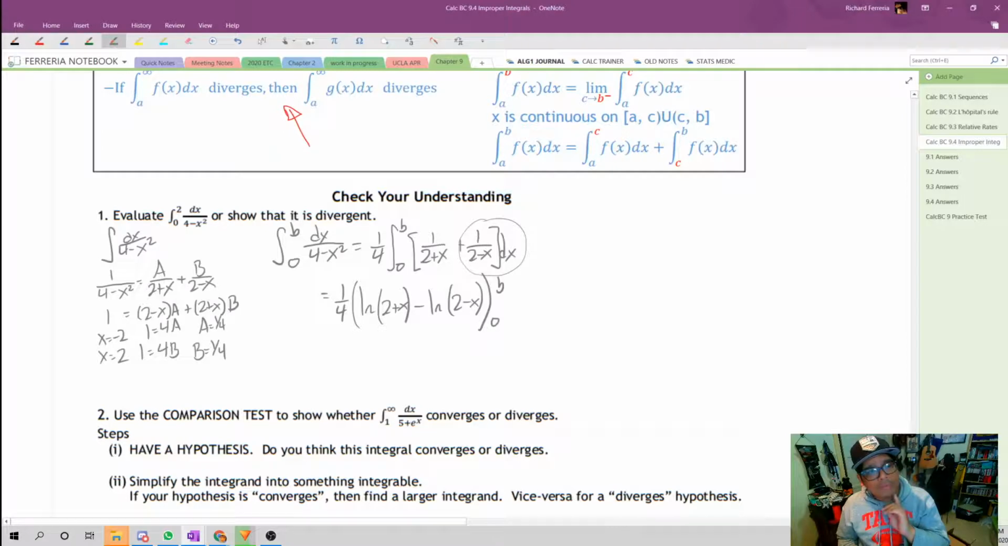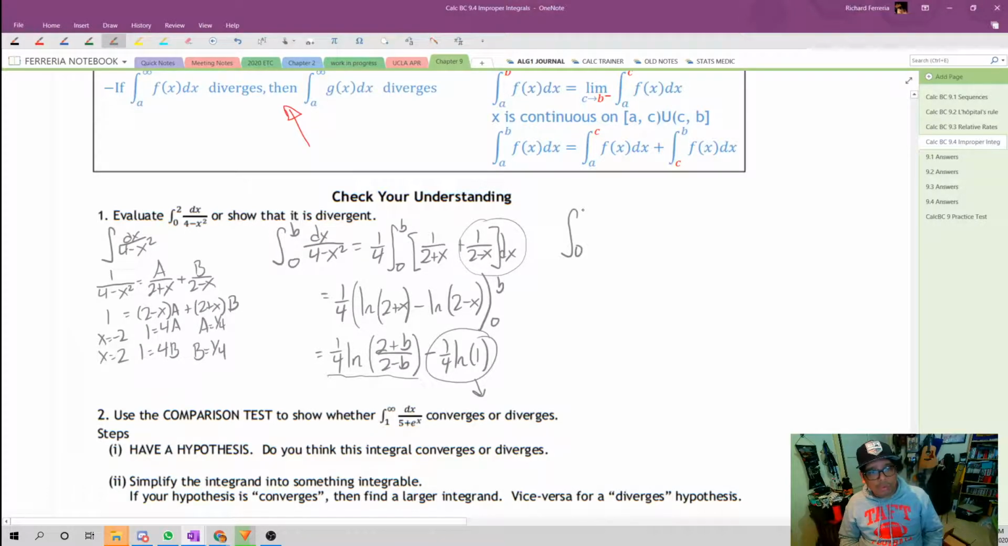We don't need the absolute values since we know that our values of x are going to be from 0 to 2, and none of those will give us a negative natural log. That simplifies to 1/4 natural log of 2 plus b over 2 minus b minus 1/4 the natural log of 1. Of course, the natural log of 1 is 0, so we're really only left with this first term. Let's put our limits. The integral from 0 to 2 now of dx over 4 minus x squared.